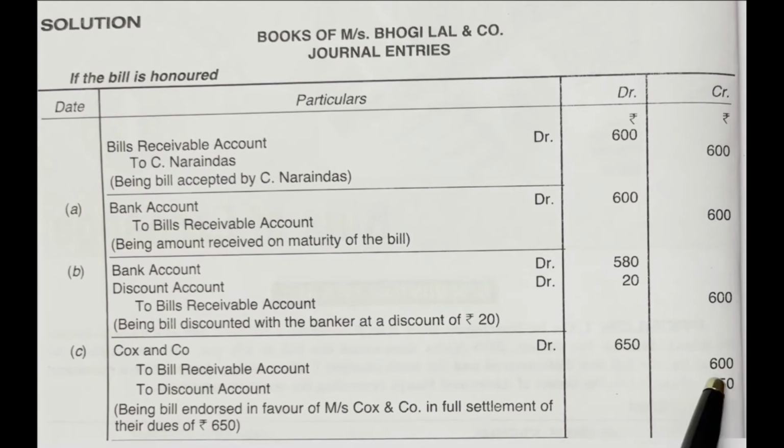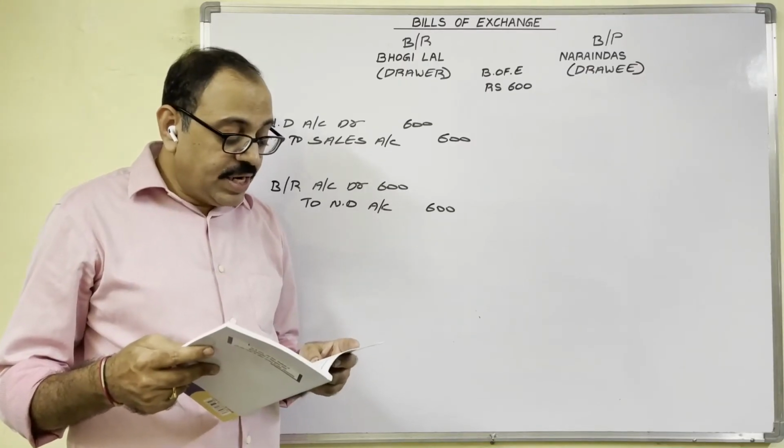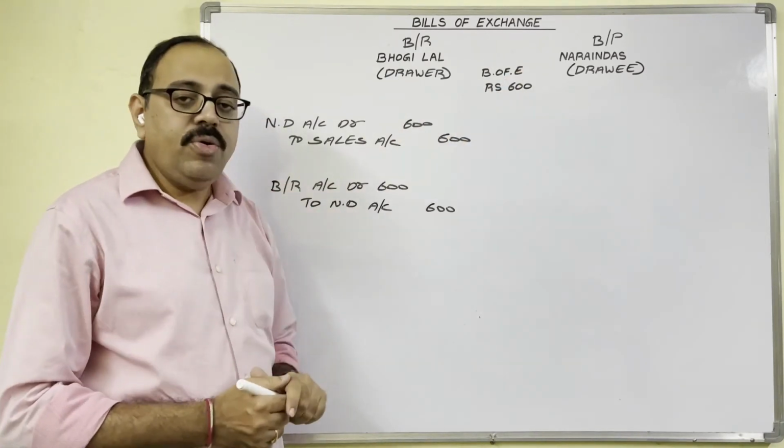650 debit, 600 and 50 credit. Narration: being bill endorsed in favor of Messrs. Coke and Company in full settlement of their dues of 650 rupees. Last bit, debit. If they send the bill to bank for collection, we are maintaining bank account now.